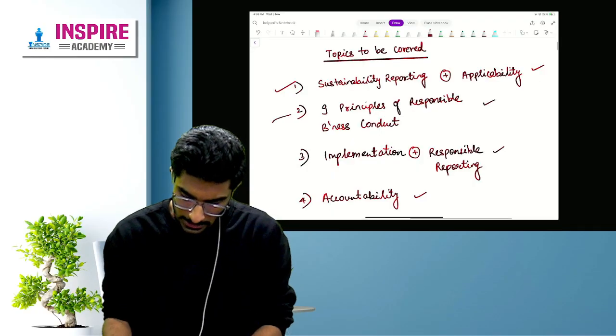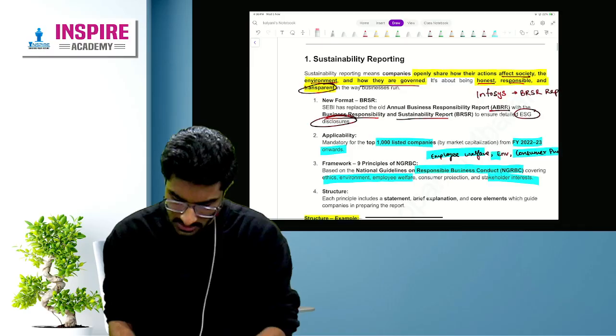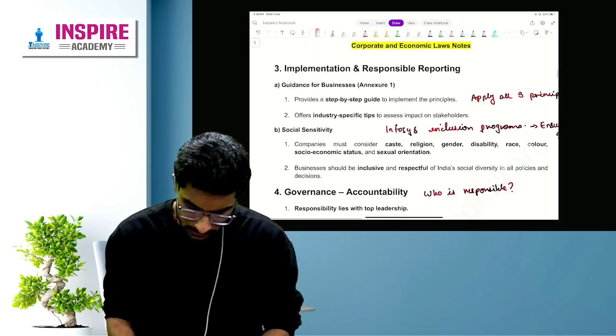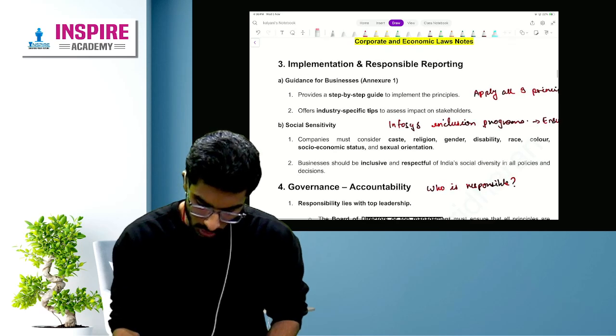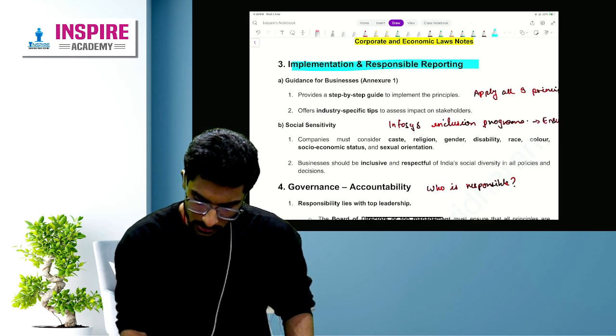Next is, people, implementing and reporting responsibility. Who is responsible for implementing this? We all know, people. So, implementation and responsible reporting. That means what?